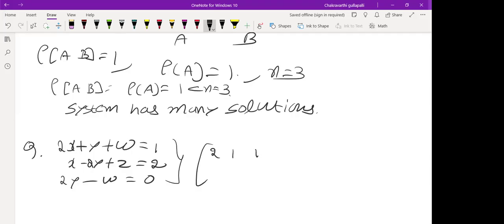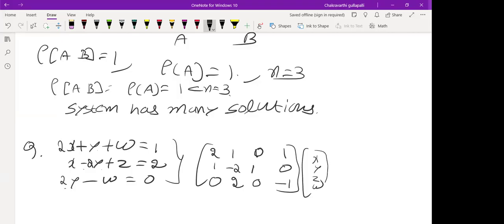So 2, 1, 0, 1; 1, minus 2, 1, 0; 0, 2, 0, minus 1, multiplied by x, y, z, w, is equal to 1, 2, 0. This is Ax equal to B.